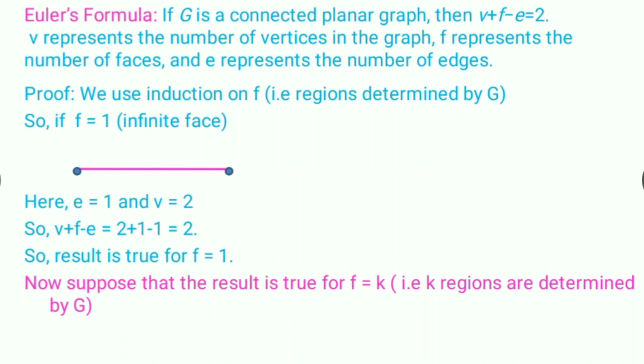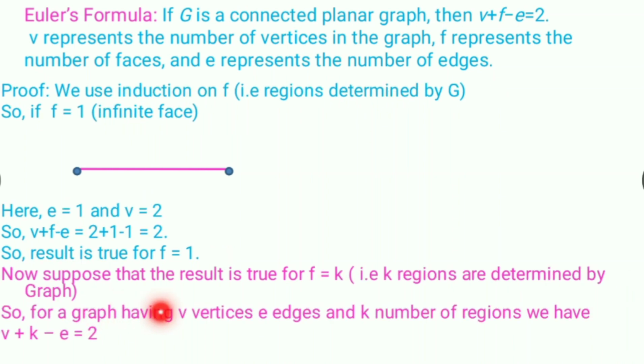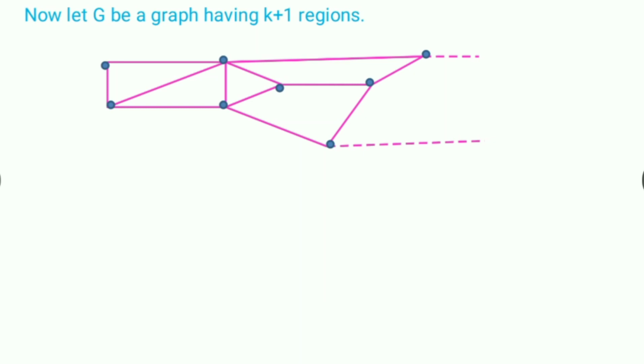Now suppose the result is true for F equal to K. If the number of faces is K, then let us assume that V plus F minus E is equal to 2. So for a graph having V vertices, E edges and K regions, we have V plus K minus E equal to 2. We are assuming this result and we will prove it for K plus 1 faces. Now let G be a graph having K plus 1 regions.